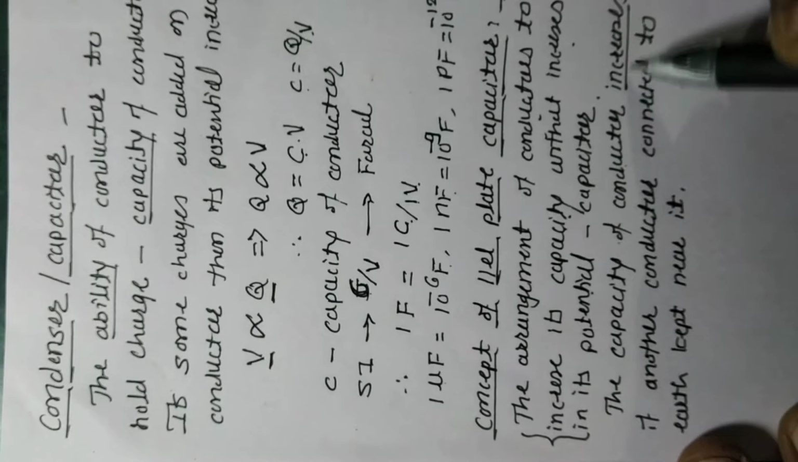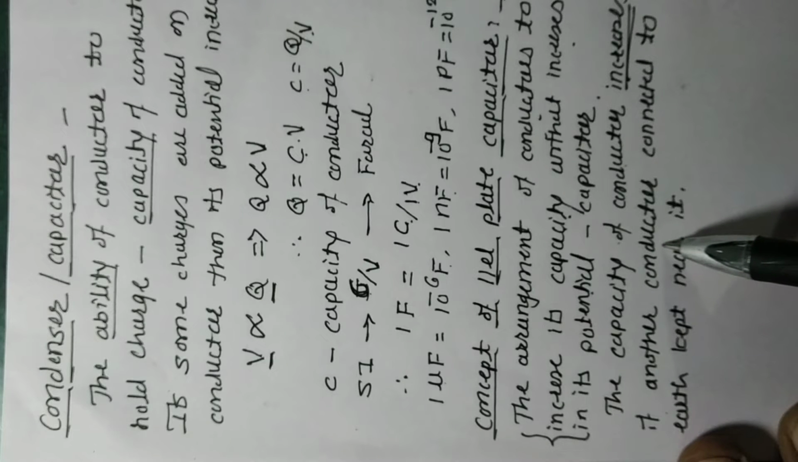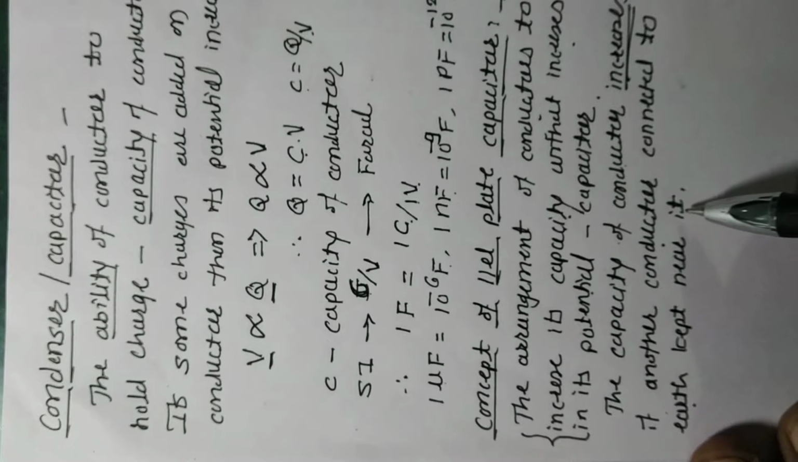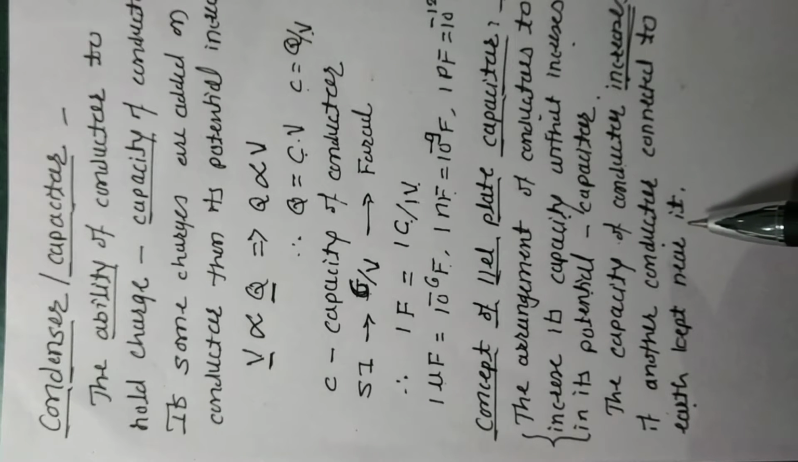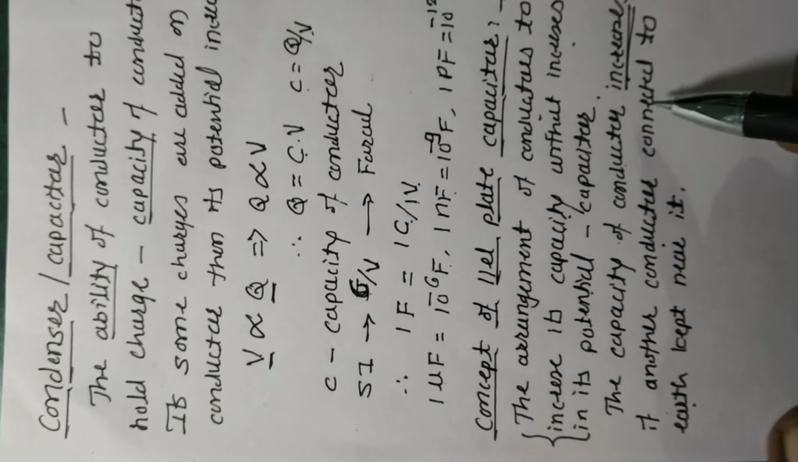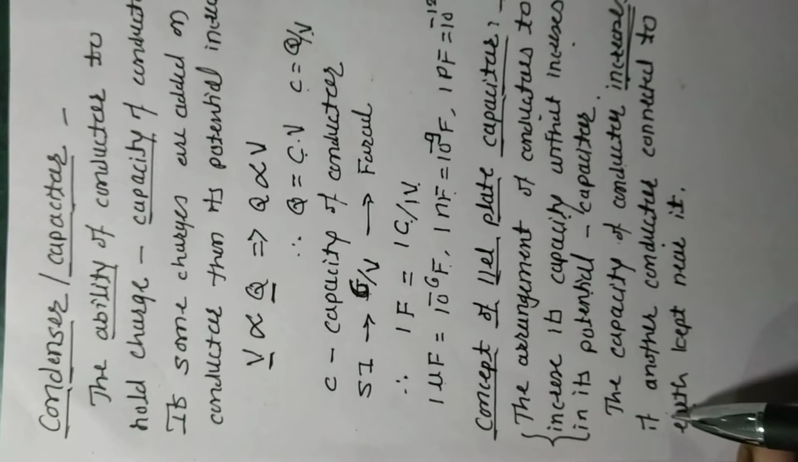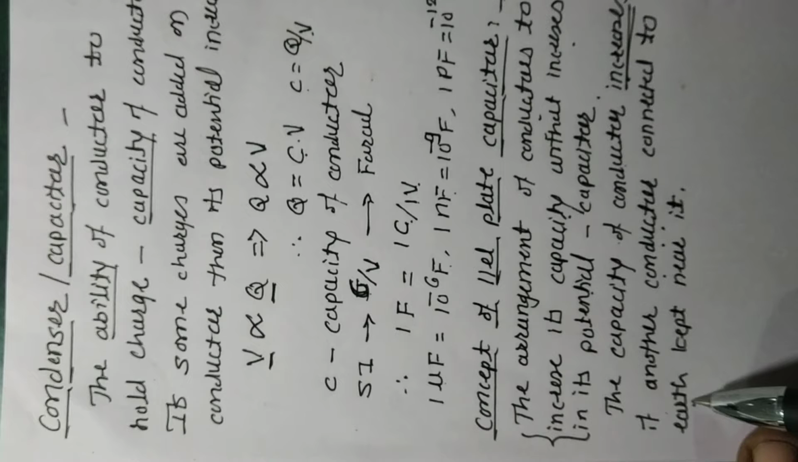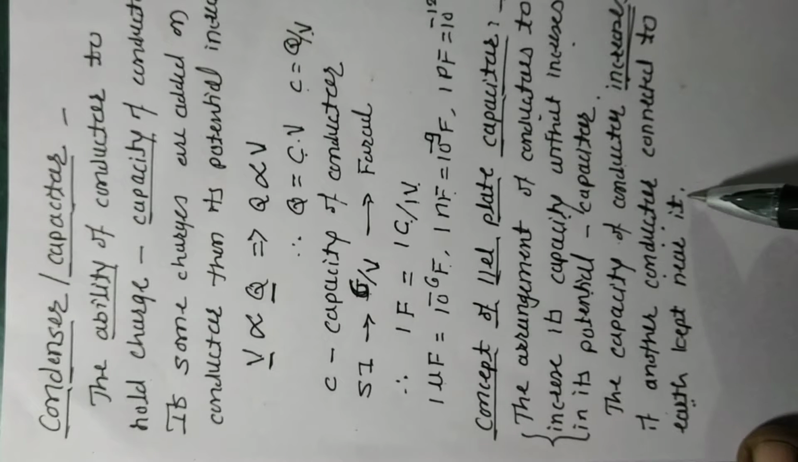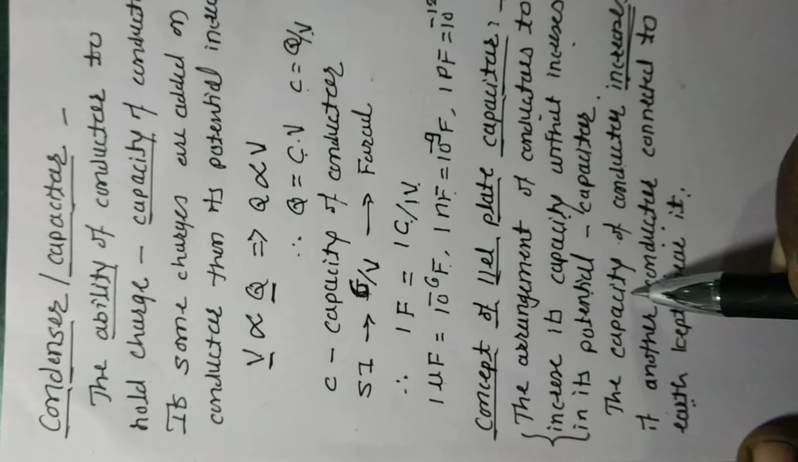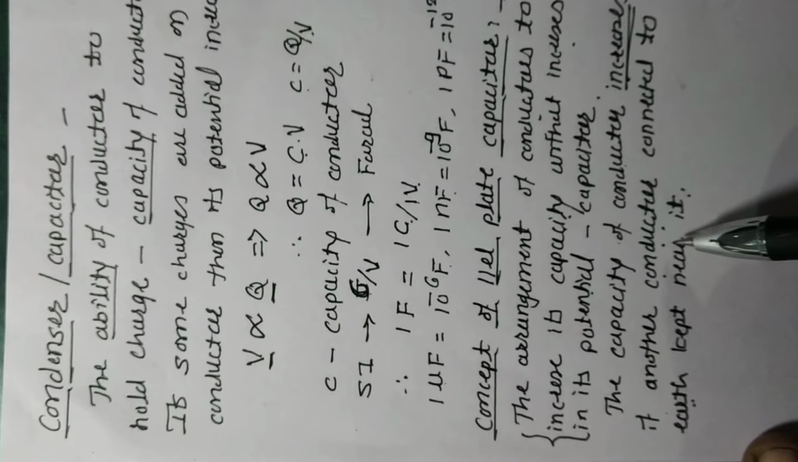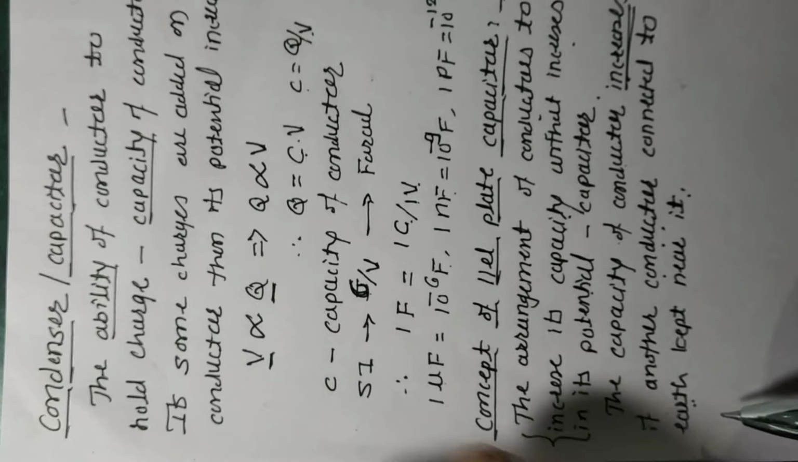कंडक्टरची कॅपॅसिटी वाढते. कधी वाढते? इफ अनदर कंडक्टर, दुसरा कंडक्टर, कनेक्टेड टू अर्थ केप्ट नियर इट. म्हणजे एखाद्या कंडक्टरची जर कॅपॅसिटी वाढवायची असेल तर दुसरा एखादा कंडक्टर विच इज कनेक्टेड टू अर्थ केप्ट नियर इट. एक्सप्लेनेशन.